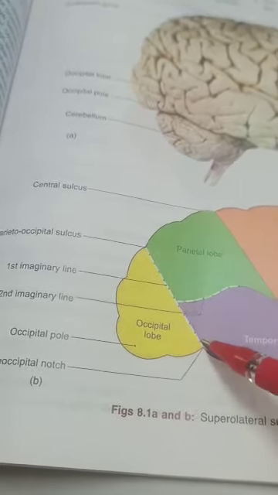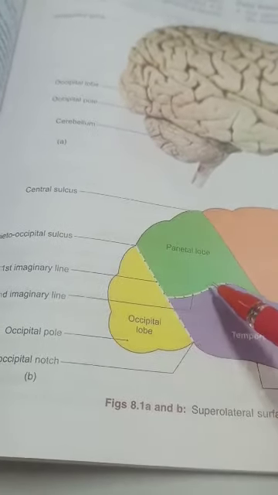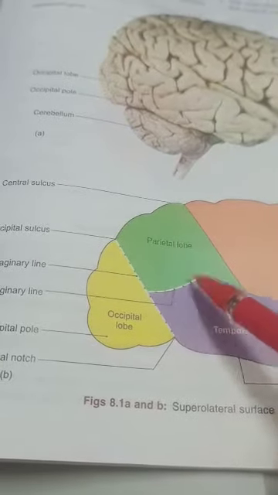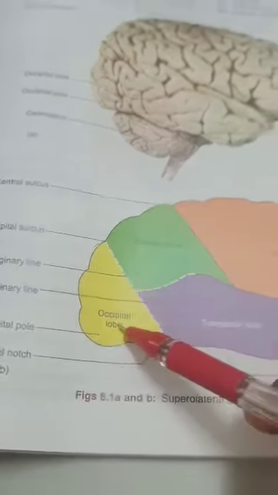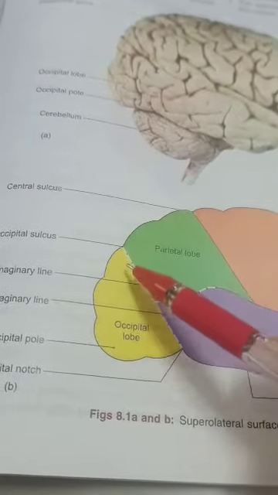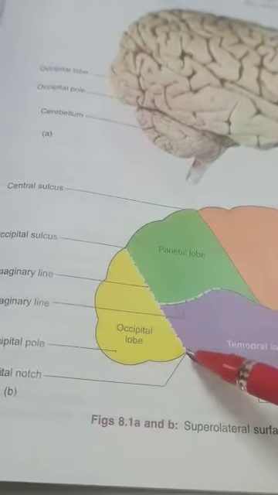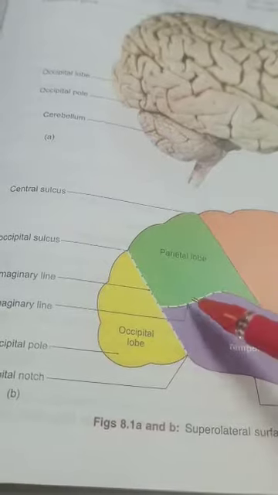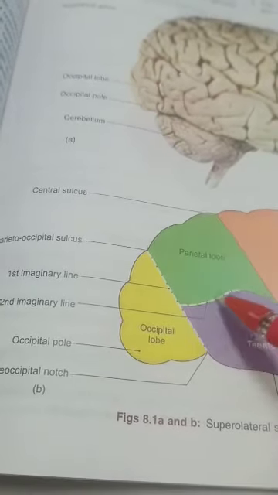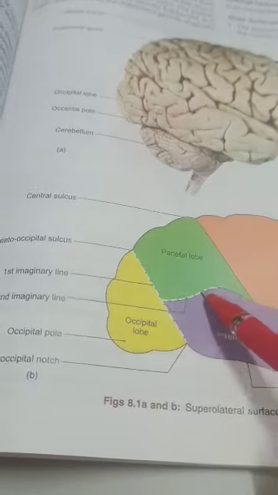One imaginary line, and there will be another imaginary line which connects the first line with the stem of the lateral sulcus. Okay. So like this we can divide the parietal lobe, temporal lobe and occipital lobe posteriorly. Join two imaginary lines: one imaginary line which connects the parieto-occipital sulcus with the occipital notch. Then the second imaginary line connects the first line with the stem of the lateral sulcus.